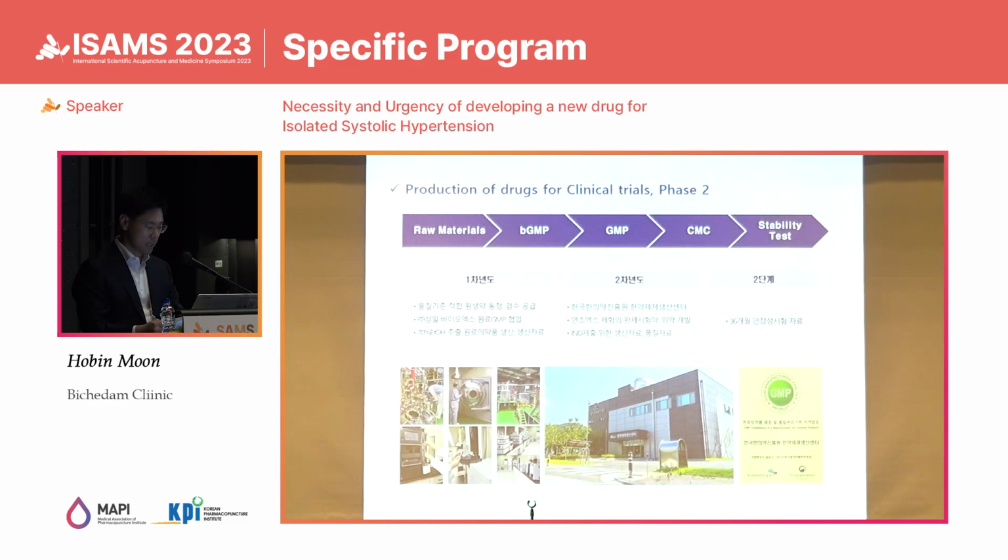The finished test drug and placebo will be produced at the Herbal Medicine Production Center, and a 36-month stability test will be conducted along with the preparation of CMC data necessary for IND submission.